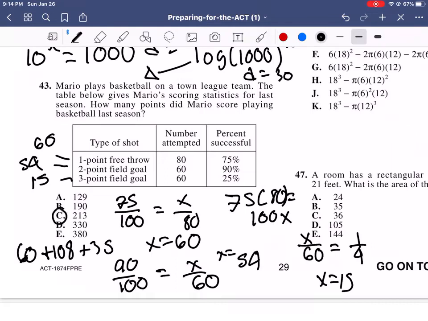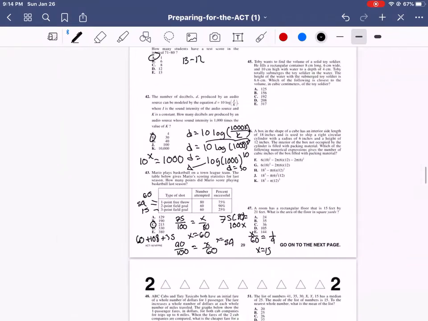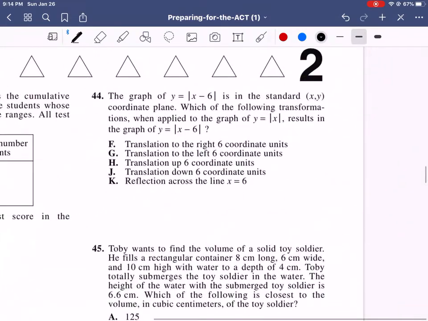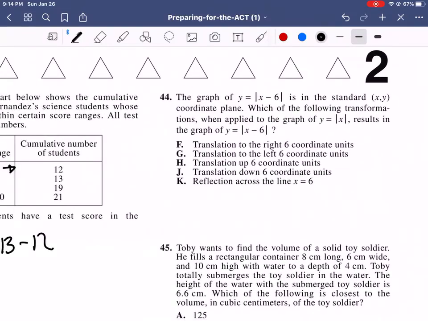Okay, so it's C, 213. That's why I wasn't getting the right number, because I thought 15 times 3 is 75.